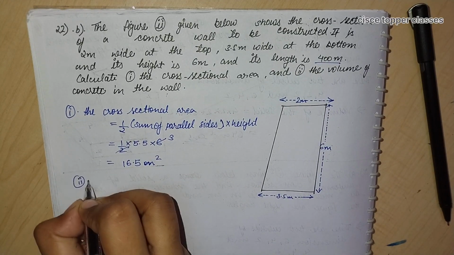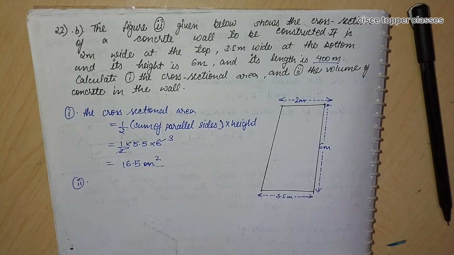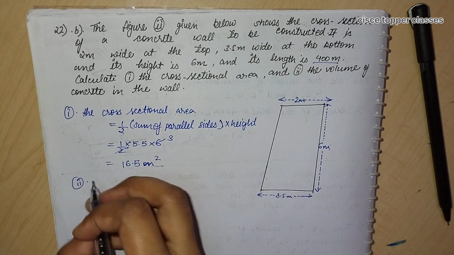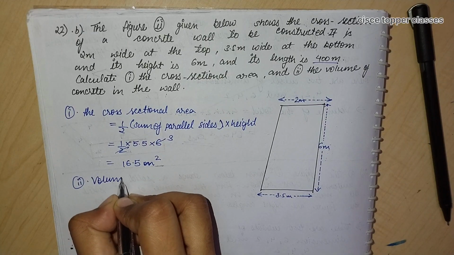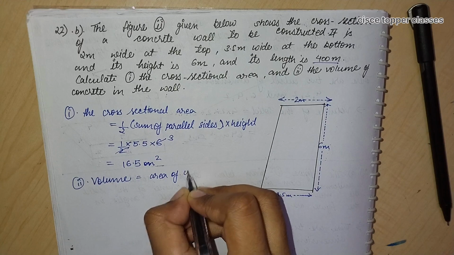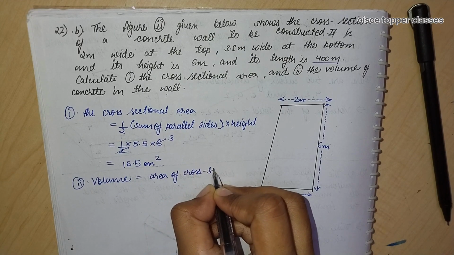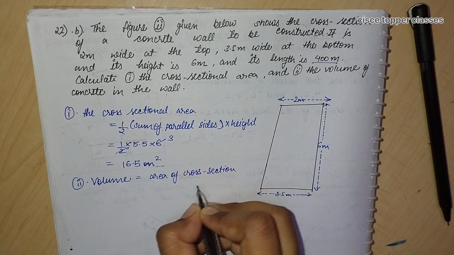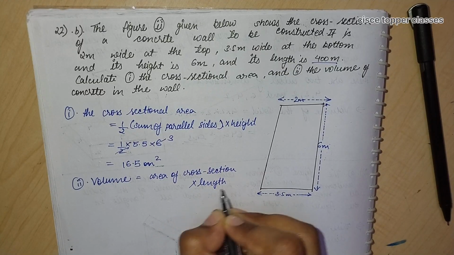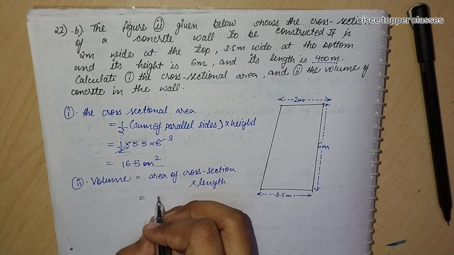Now the second thing is the volume of concrete in the wall that we have to find. Here, to find the volume, we can use the formula of cross section. The volume of any cross section is the area of cross section times length, breadth, or height. Any one of them we can take. Here the given part is length, so we will take length. This will be the area of cross section.